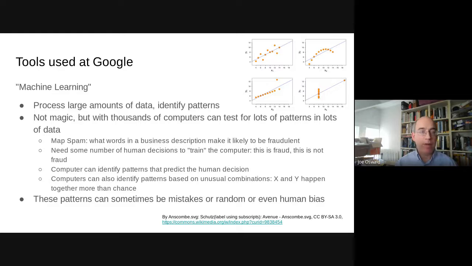And that's a very simple computation, but machine learning is really just that applied at a much larger scale. So it's not magic, but if you have thousands of computers available, or very powerful computers that are specialized for this kind of data processing, you can test for lots of different patterns in huge amounts of data, more data than a human can really understand at one time.